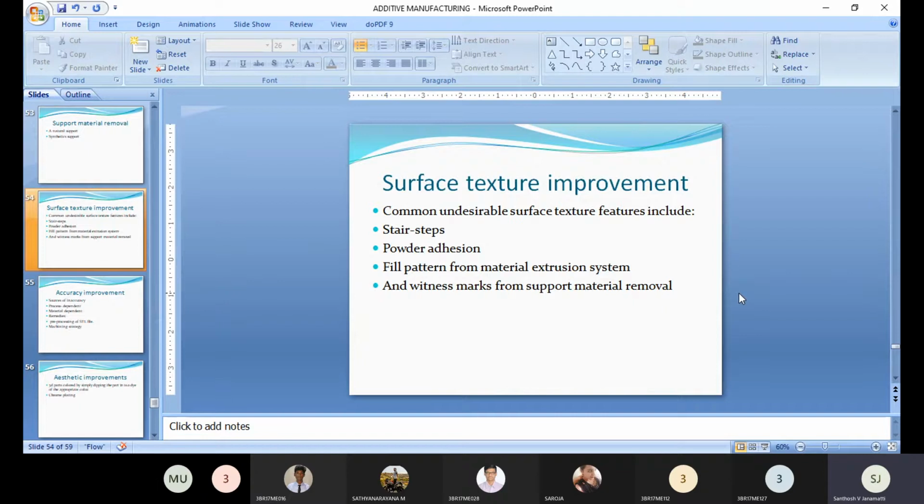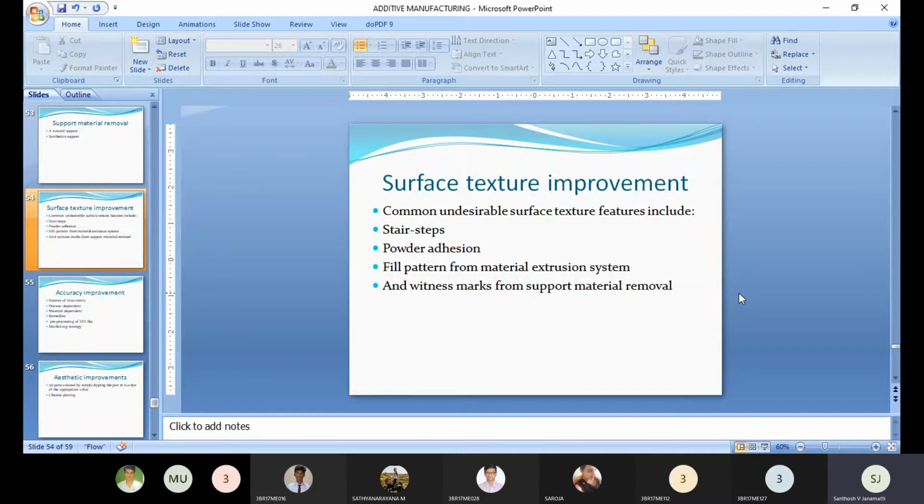The common undesirable surface structure features include stair steps, powder adhesion, the pill pattern from the material extrusion system, and weakness marks from the support material removal. We have already discussed these things. We need to rectify them, or take the necessary remedies to overcome these problems, which are common undesired surface structures we can expect from a 3D object.